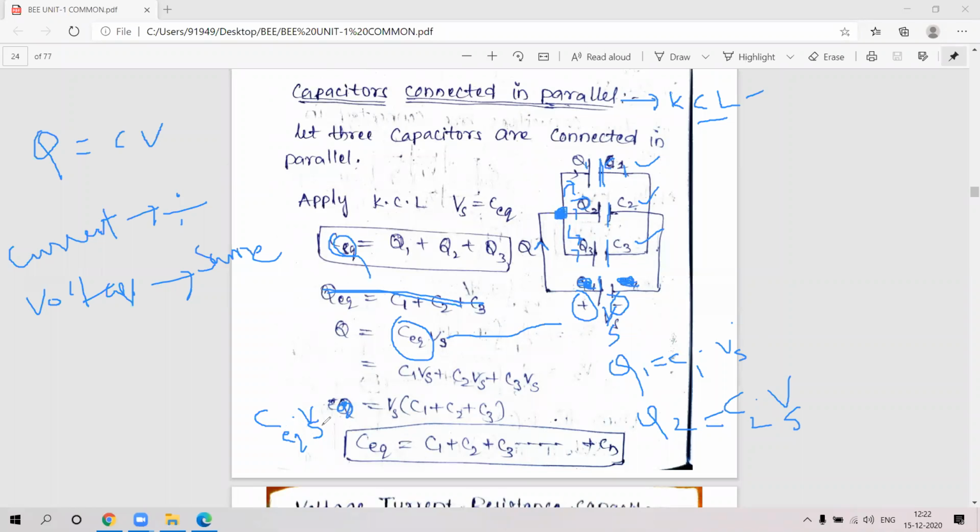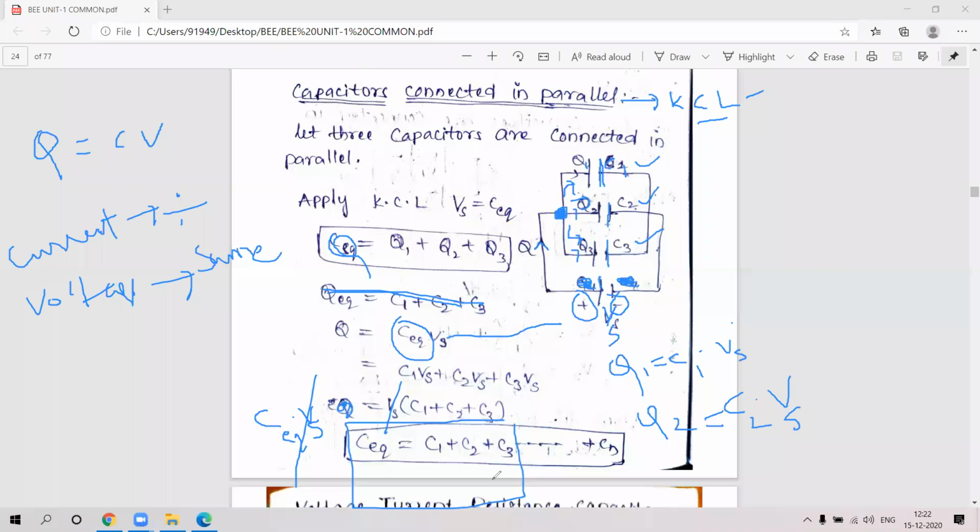C equivalent Vs is equal to Vs into C1 plus C2 plus C3. Is there any cancellation of terms on the left and right side? Vs will get cancelled. You will have C equivalent is equal to C1 plus C2 plus C3 only. So if they are connected in n, you need to add them. C equivalent is equal to C1 plus C2 plus C3.